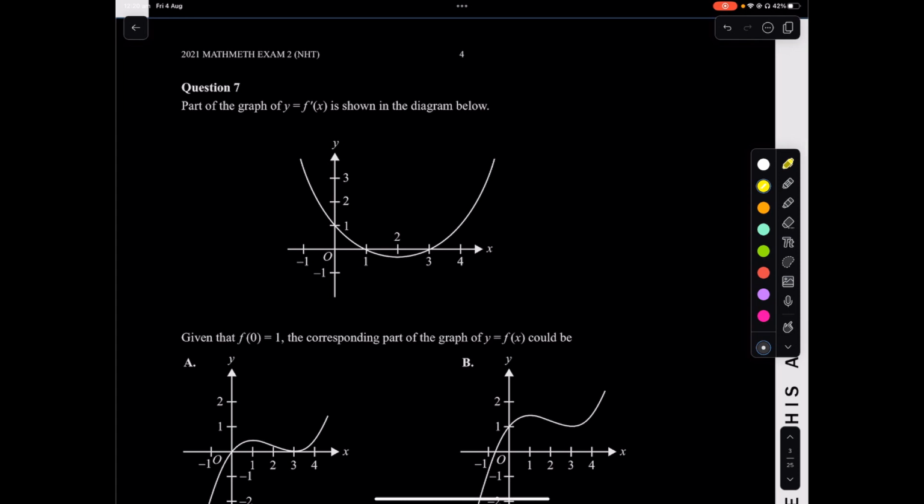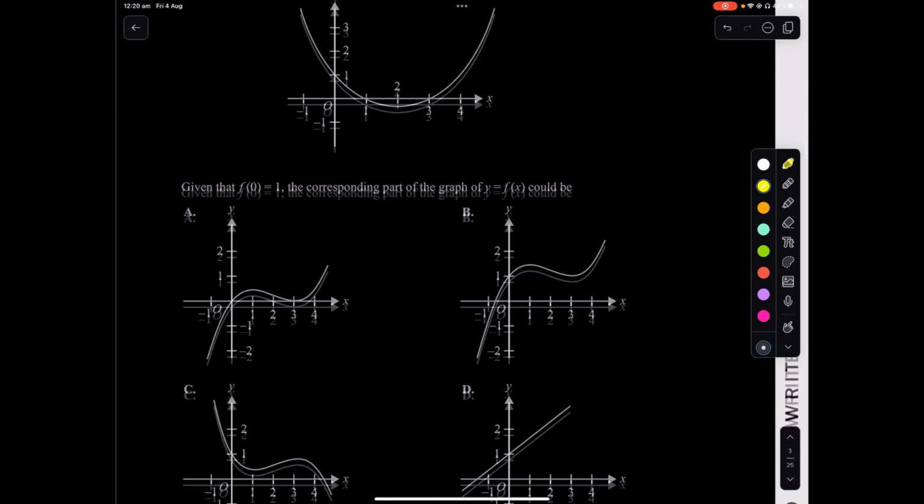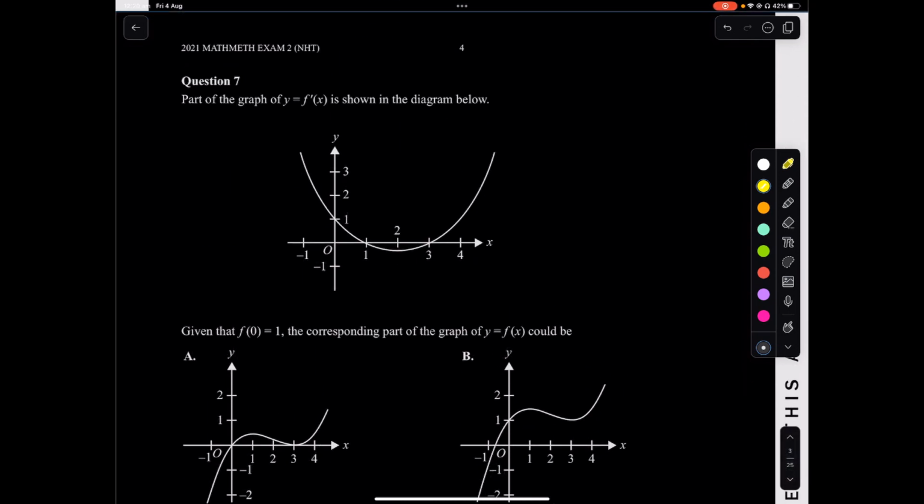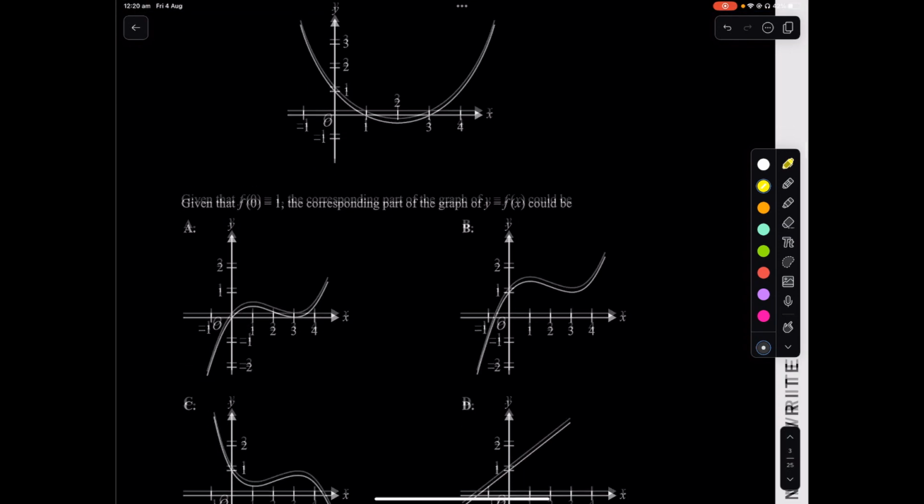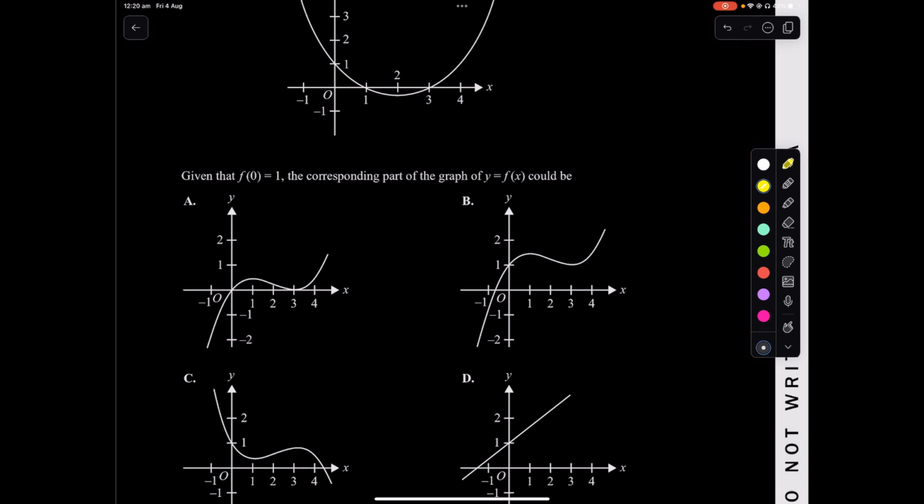Part of the graph of f dash of x is shown, so that's your gradient graph. Given that f of 0 equals 1, the corresponding graph would be, so when x is 0, it should equal 1.